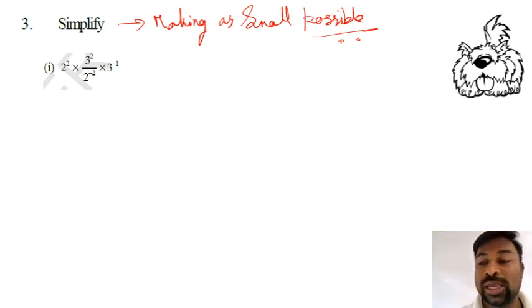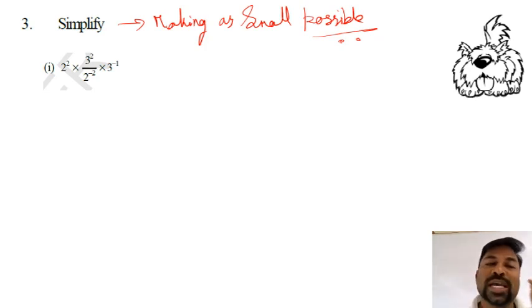Now our first sum is already ready waiting for us. See the question there: 2 to the power 2 into 3 to the power 2, whole divided by 2 to the power of minus 2 into 3 to the power of minus 1. We are supposed to use the laws of exponents in a logical way.